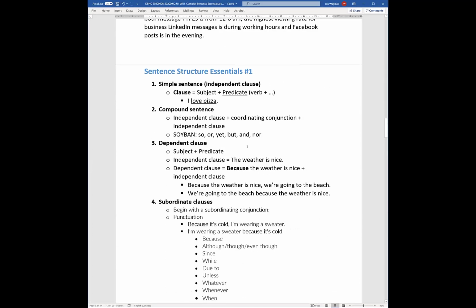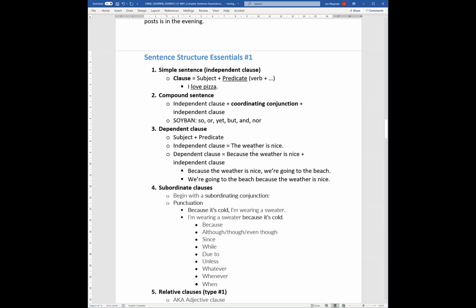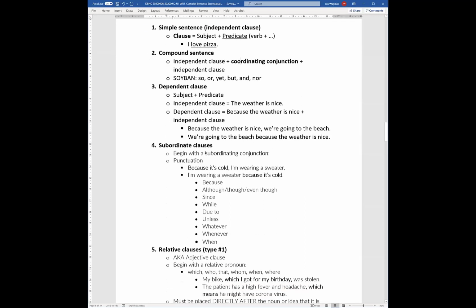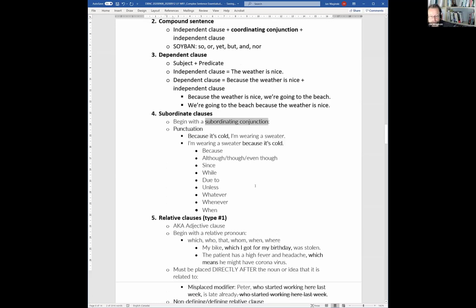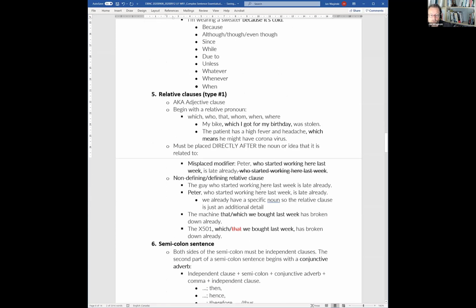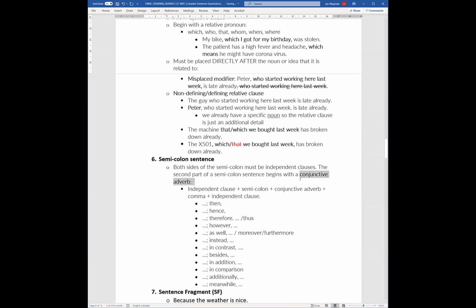We talked about FANBOYS, which are coordinating conjunctions. And the things that are highlighted here, these are the key terms. This is the grammar terminology that you should know. So we've got coordinating conjunctions, which join together compound sentences. We've got subordinating conjunctions, which begin subordinate clauses. And then we've got conjunctive adverbs, which begin these semicolon sentences.